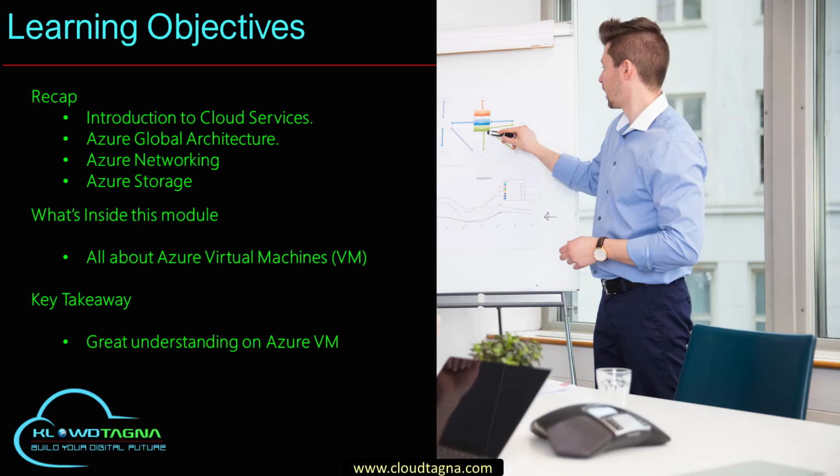Let's quickly recap what we have discussed so far. First, we started understanding cloud services. Then we talked about Azure Global Architecture, Azure Networking and storage features. Today we will explore all aspects of Azure Virtual Machines. After completing this one, you will have a good understanding of Azure Virtual Machine from deployment, security and architectural perspective, which helps when you are architecting your cloud solutions.